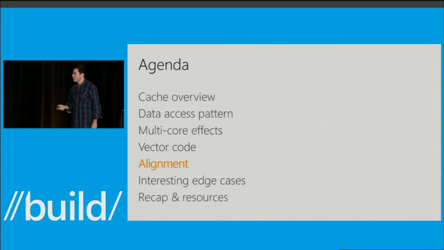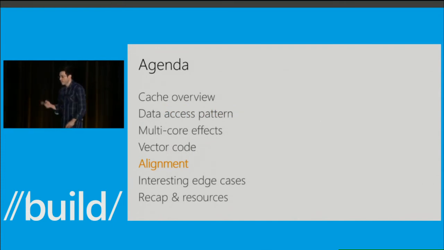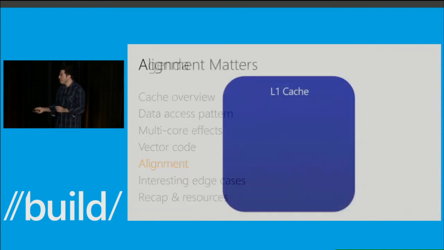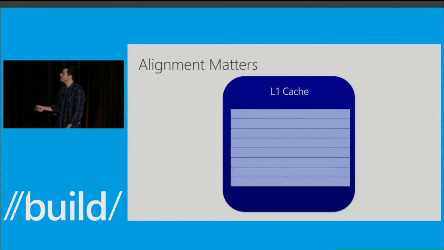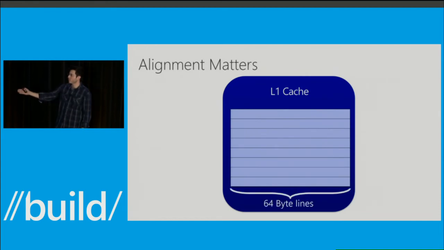All right, I want to spend a little bit of time talking about alignment, especially how that pertains to vector code, because this is extraordinarily important. So the way I like to think about alignment is in terms of cache lines. So here's not the prettiest of zoom-ins of the L1 cache. It doesn't actually look blue or anything like that. But the way the L1 cache is organized, and the same with the L2 cache, it's organized into 64-byte lines.